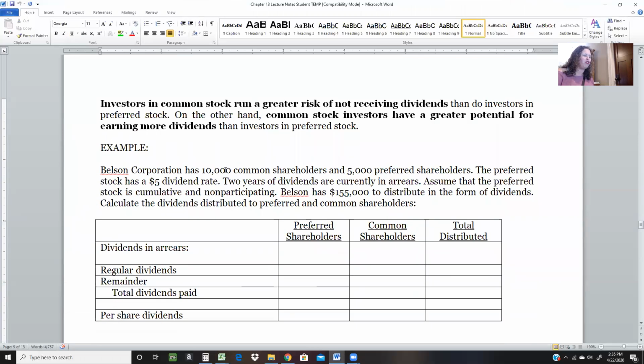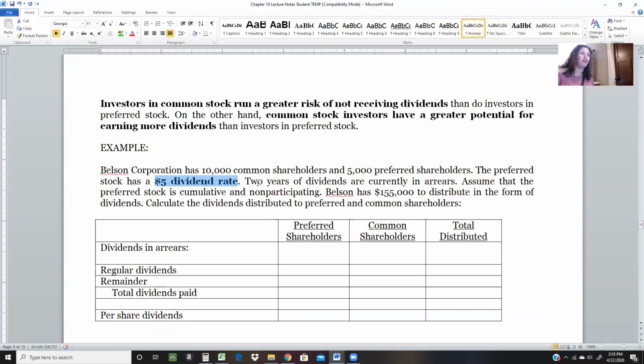Belson Corporation has 10,000 common shareholders and 5,000 preferred shareholders. The preferred stock has a $5 dividend rate. 2 years of dividends are currently in arrears. This is a new word for us, arrears. It's kind of a funny word, but what it means is back pay. So back dividends. Currently we owe stockholders dividends for the last 2 years.